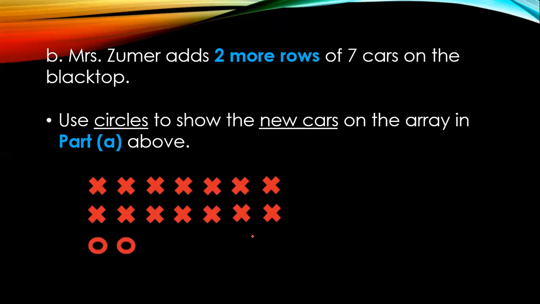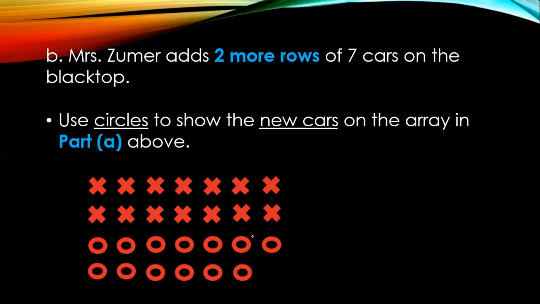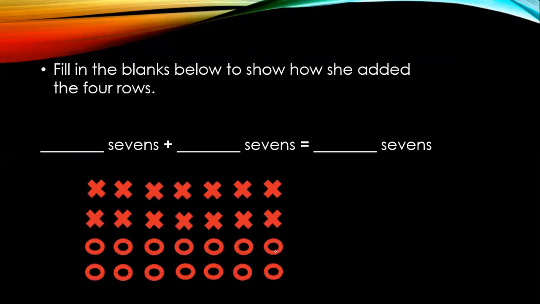So you can pause the video and try and draw what you think that might look like. 1, 2, 3, 4, 5, 6, 7. 1, 2, 3, 4, 5, 6, 7. Is that what you drew on your paper? So we have 2 rows of 7 cars from the first parking, and she parked 2 more rows of 7 cars, which are represented by the circles. We're going to fill in the blanks below to show how she added the 4 rows. So we have a total of 4 rows.